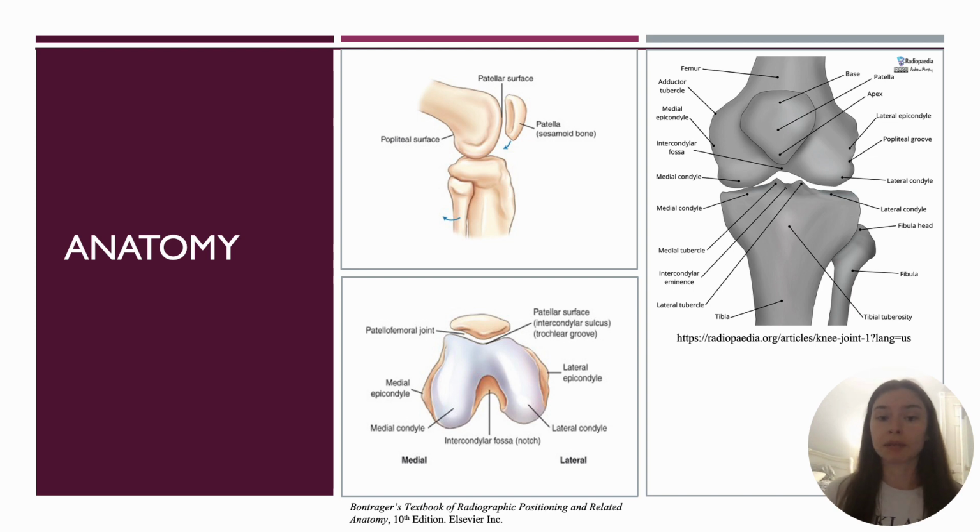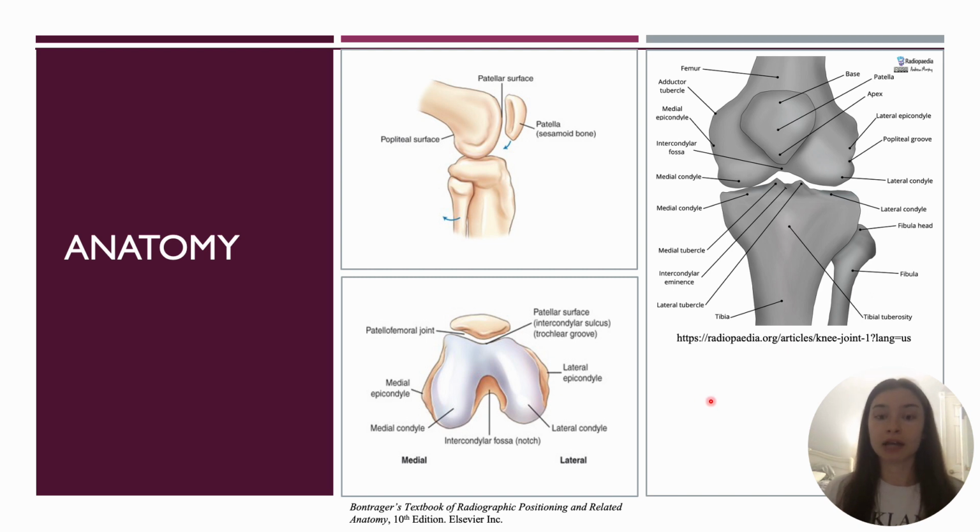So starting off with the anatomy, I have three images here that demonstrate the anatomy of the knee very well. Image number one is a lateral image of the knee. So we have the distal femur with the popliteal surface, the proximal tibia and fibula, and the patella in lateral profile with the patellar surface right here. The second image is a close-up of the femur, so we have the medial epicondyle and condyle, the lateral epicondyle and condyle, and the intercondylar fossa in between those. And then in between the femur and the patella, we have the patellofemoral joint right here.